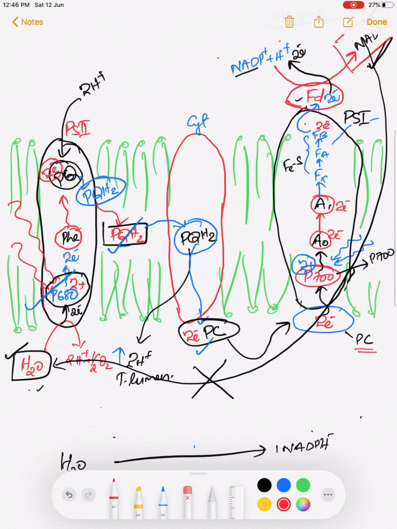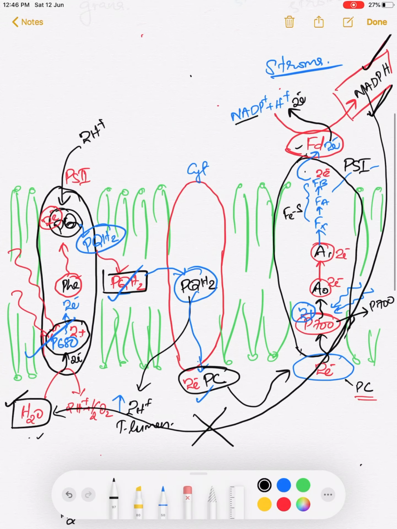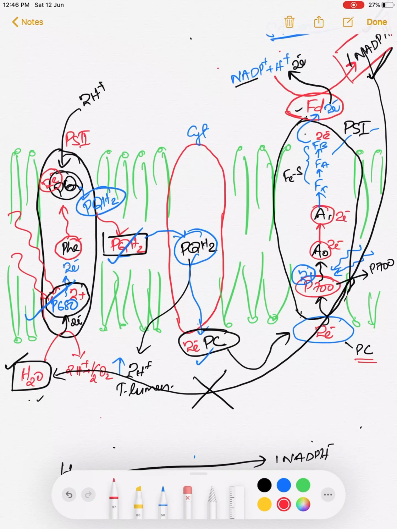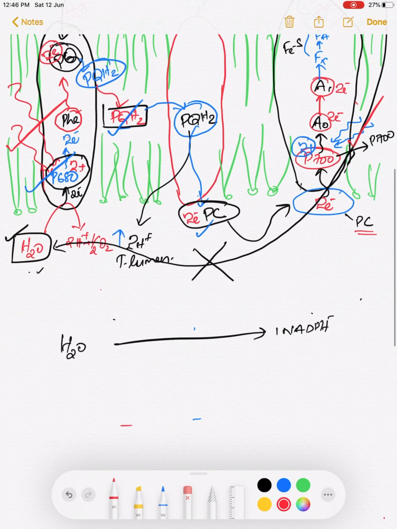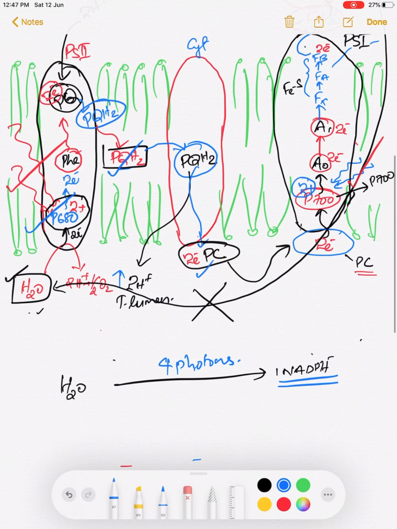So we can say that one water molecule is used for the formation of one NADPH. And also, if you observe the entire process of electron transport, how many photons are used during the formation of one molecule of NADPH? You can say that 4 photons are used for the formation of one molecule of NADPH. These 2 photons are used in PS2 and 2 photons are used in PS1. We can also write 4 photons are required during the formation of one NADPH.